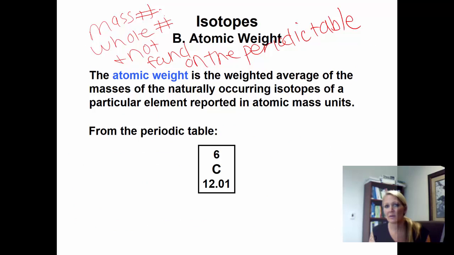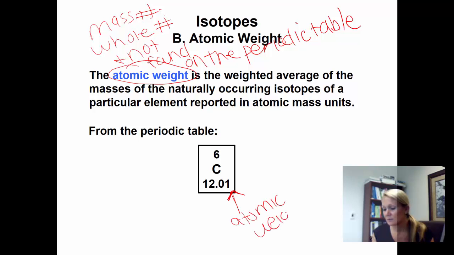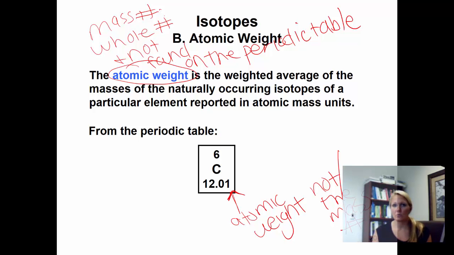Atomic weight, however, is the weighted average of all the isotopes that naturally occur for a particular atom, and it's reported in atomic mass units. So this number, atomic weight, comes from the periodic table. This number is the atomic weight, not the mass number. If I ask you what's the atomic weight of carbon, you would look at your periodic table and say it is 12.01, and our units here are AMU.